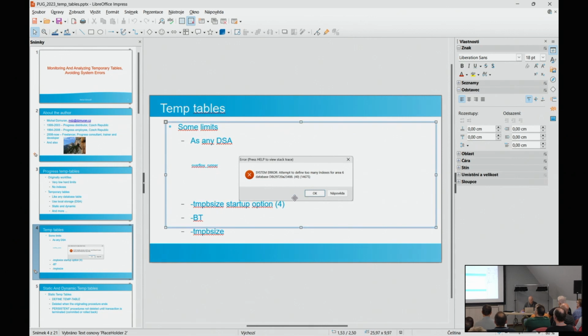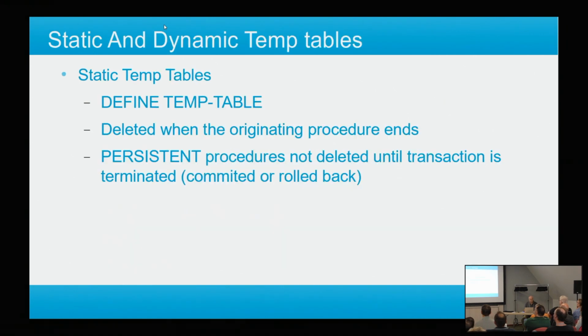Let's go back to the presentation. So this is what I said on the previous slide. Even with static temp tables, you didn't see it, but it was in the code, you can very easily reach the limit because we did not delete the procedure from memory. The static temp table is removed from memory at the end of scope, when the defining procedure ends.